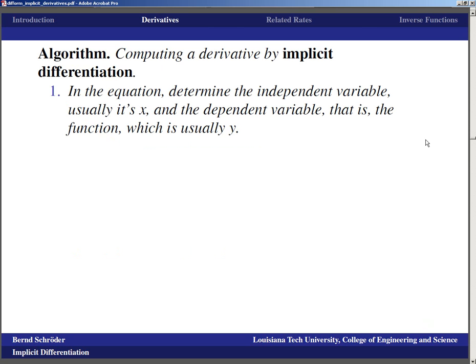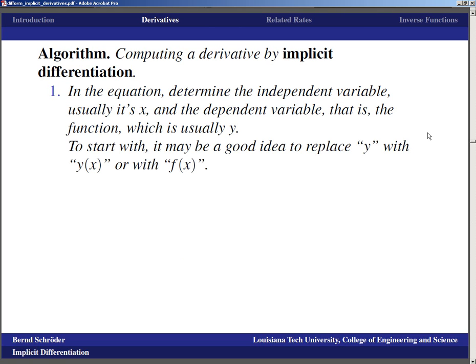Of course, names can change, but at least in here for a while it'll be like that. And especially at the beginning, it's really a good idea to replace the y with a y of x or with an f of x. Ultimately, and in fact, as soon as possible, you want to be able to keep track of that mentally, but as soon as you tend to have little slip-ups there, go ahead and just replace it with function of x.